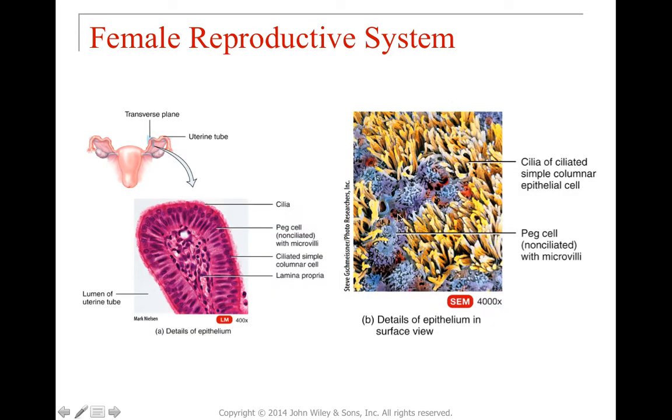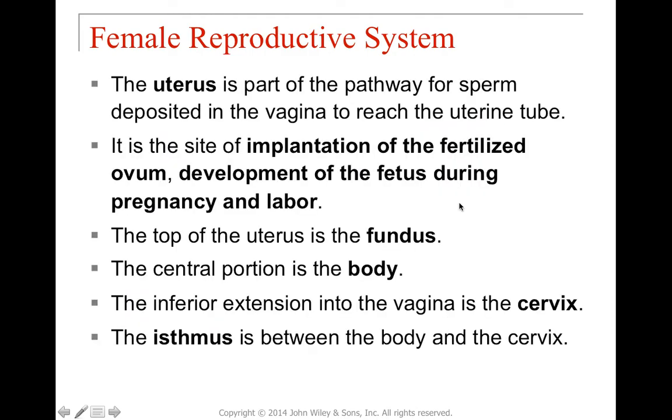And so that kind of looks like this. These are the peg cells here. They're non-ciliated, but they do have microvilli on them. These are ciliated cells, the simple columnar ciliated epithelial cells. They look like this, like little teeny tiny finger projections. And they basically are moving the egg along until it finds a suitable location for implantation. All right, so that's going to occur in the uterus.